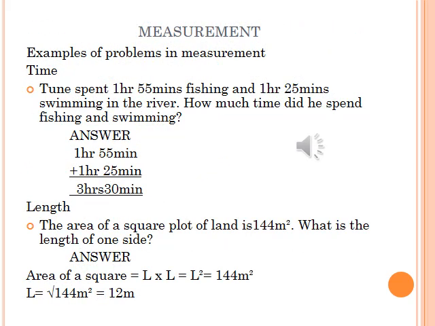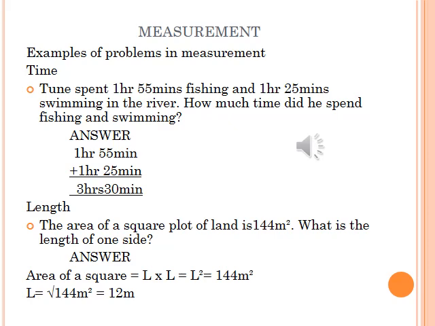Measurements. Examples of problems in measurement are 1. Time. Tuna spent 1 hour 15 minutes fishing and 1 hour 25 minutes swimming in the river. How much time did he spend fishing and swimming? Answer. 1 hour 15 minutes plus 1 hour 25 minutes will give us 3 hours 30 minutes.